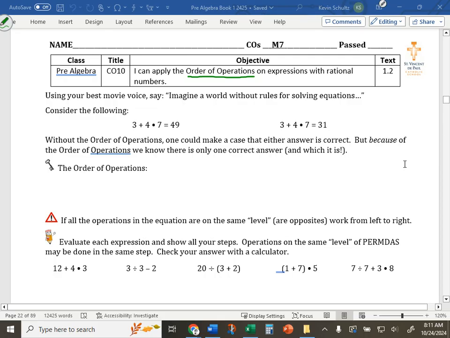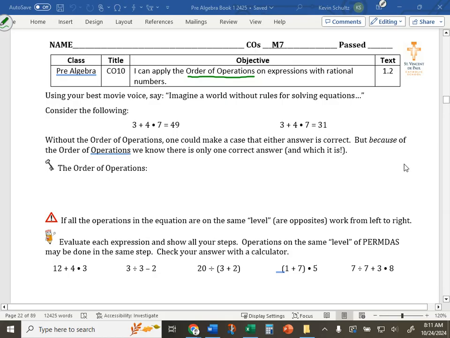That's a problem, right? We don't want the same calculation to give two different things. Thinking like medicine, if you are a doctor or a nurse or a pharmacist and you're calculating how much medicine a person should get for their illness, that's got to be pretty accurate. You don't want to give a young baby too much medicine or too little medicine, right? It has to be accurate. And so that's why we have the order of operations.